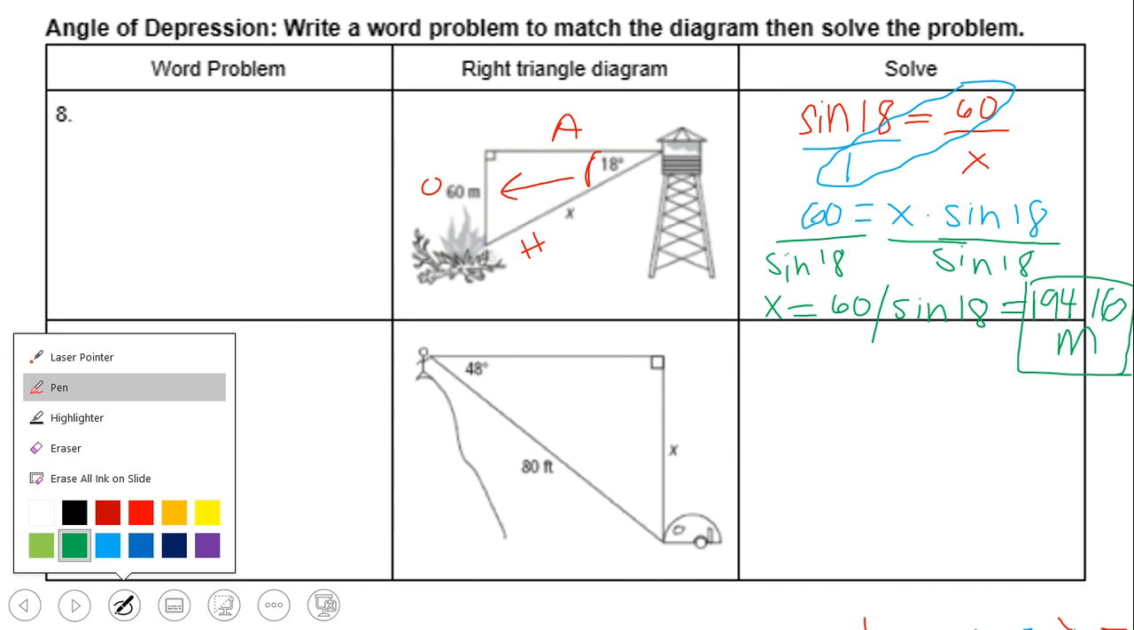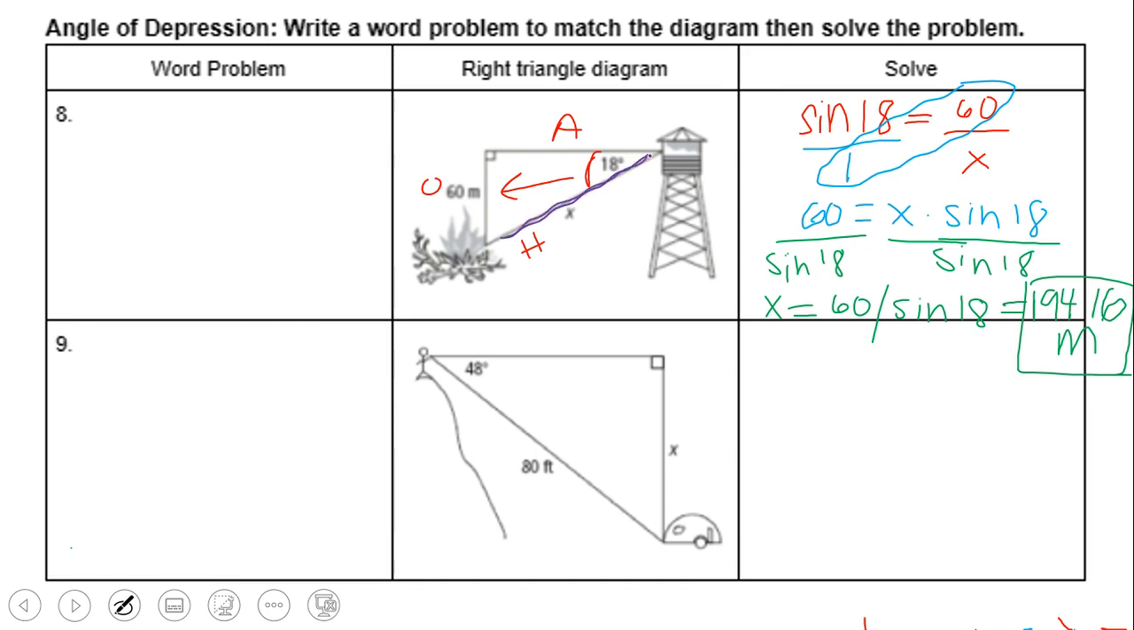You might even say, like, a park ranger sees a campfire in a national forest. If the angle of depression is 18 and the height of the tower is 60 meters, how long is the hypotenuse? Like, if you're having trouble describing what this is, maybe you just straight up say, how long is the hypotenuse?